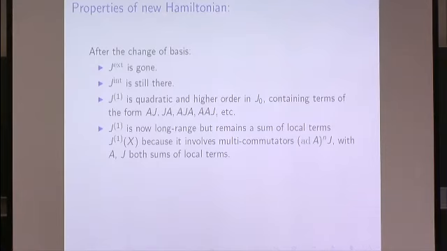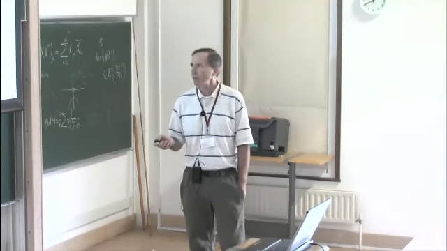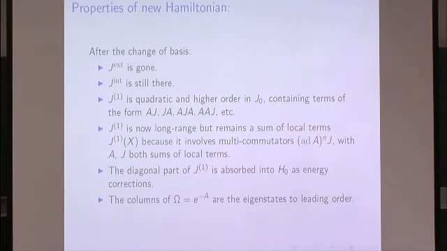And now it gets a little bit longer range, but it still maintains its locality properties because it all involves these multiple commutators of A with J, and both of those are really sums of local terms. Then, of course, we get a diagonal. There's going to be an energy change. The diagonal part of J1 can be absorbed into H0. And so we've got a new diagonal piece as well as a new off-diagonal piece. And then the eigenfunctions can be read off by looking at the columns of the basis change matrix omega.